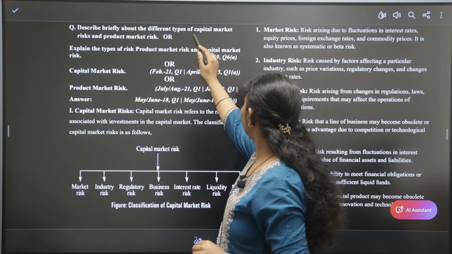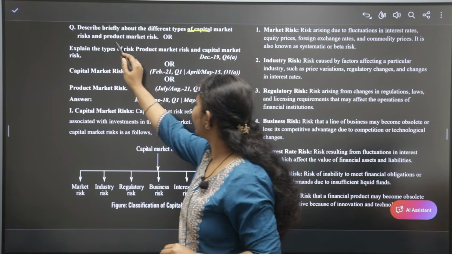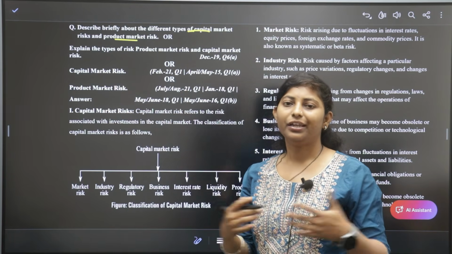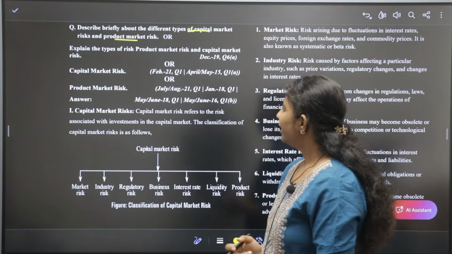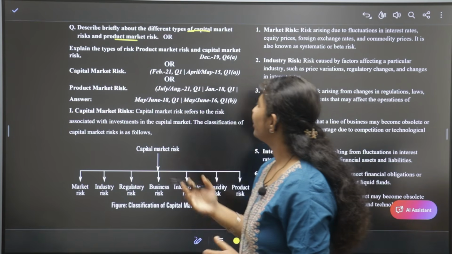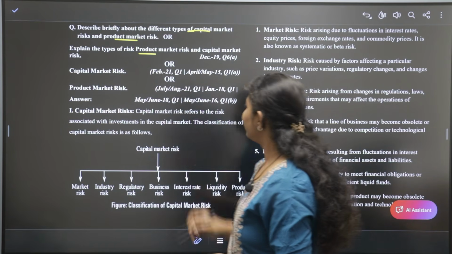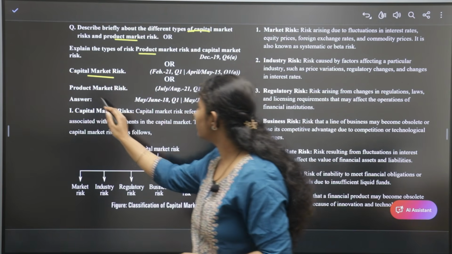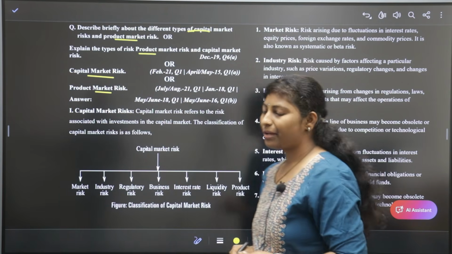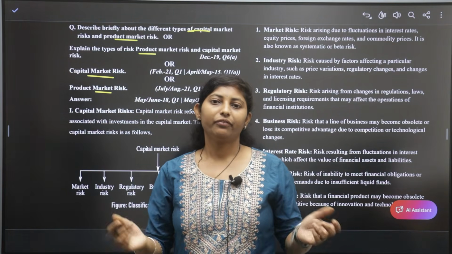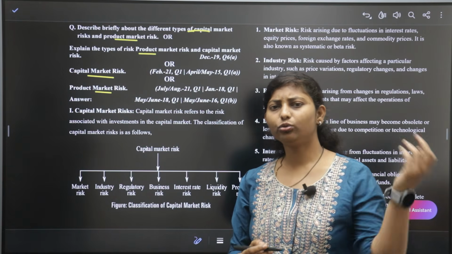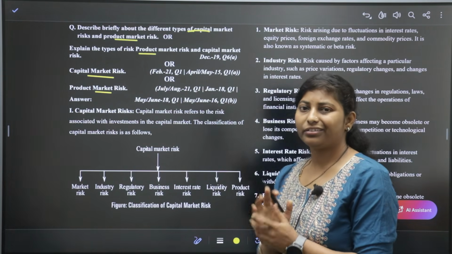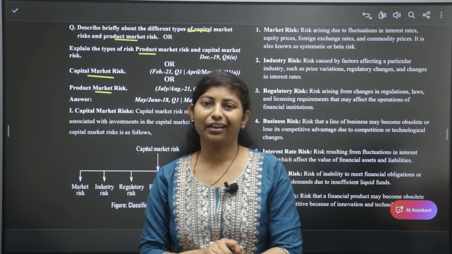Very important, we need to discuss the types of capital market and product market risk, the different types of capital market risk and the different types of product market risk. Let's discuss one by one. They may ask the different types of product market risk and capital market risk, or they may ask capital market risk, or they may ask product market risk. These types of questions have appeared in the exam the last 2 to 3 times. Very important from the exam point of view. We'll discuss these two types clearly.